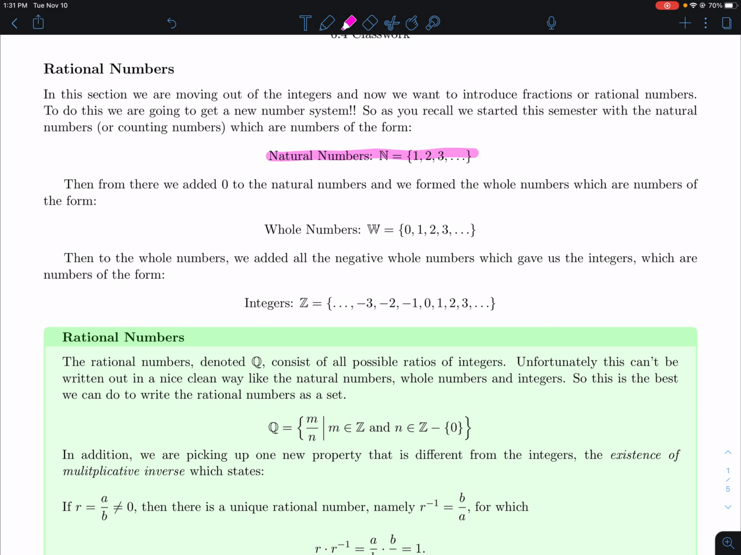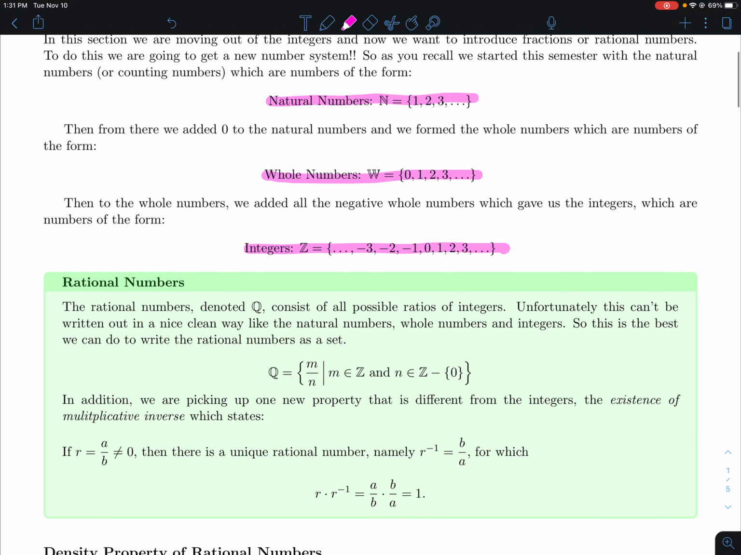We've got them listed there, 1, 2, 3, the whole way up. Then we took the counting numbers and added 0, and that gave us the whole numbers: 0, 1, 2, 3. Then we took the whole numbers and threw in all the negatives to go along with it, and that gave us the integers. Finally, all the stuff that we've been working on so far this chapter has been fractions, and this gives us our rational numbers.